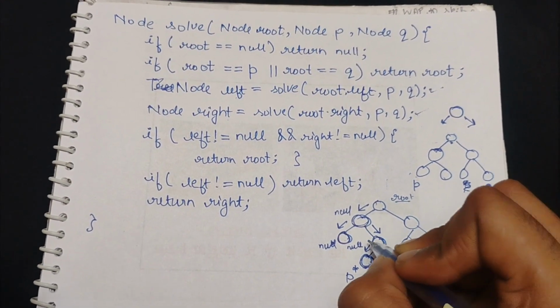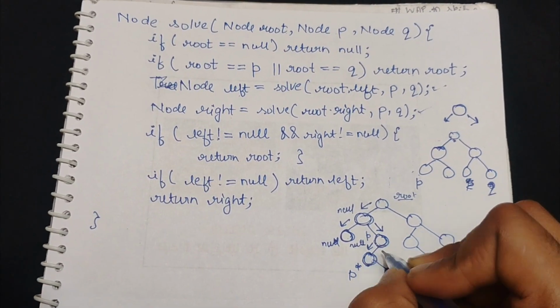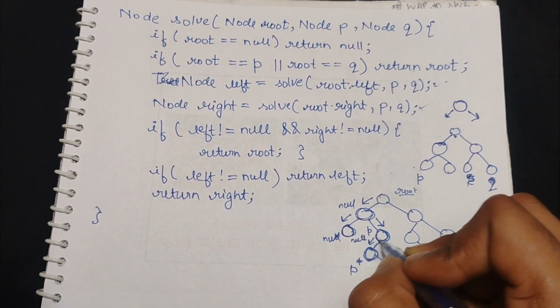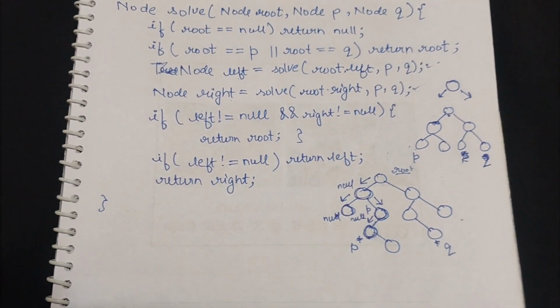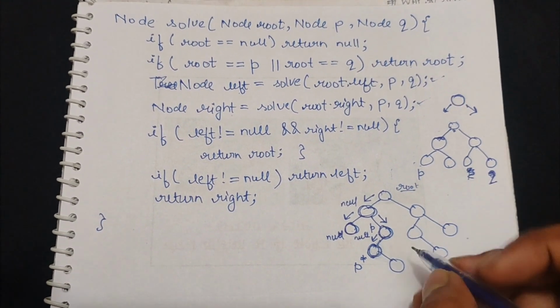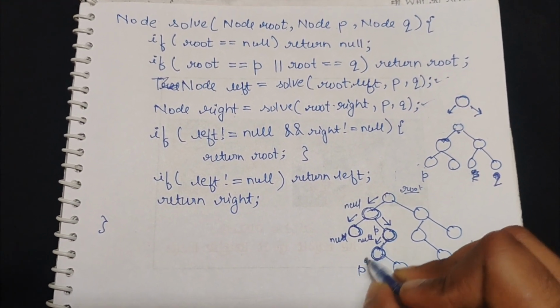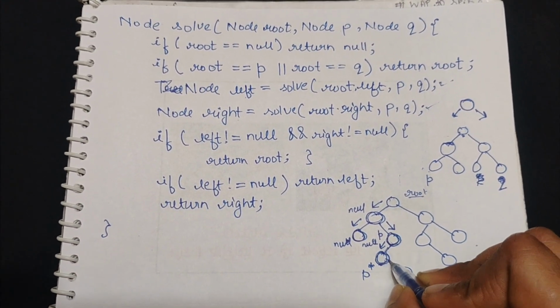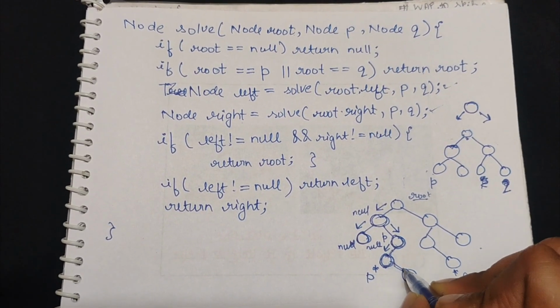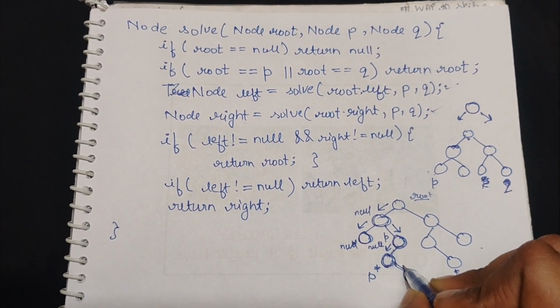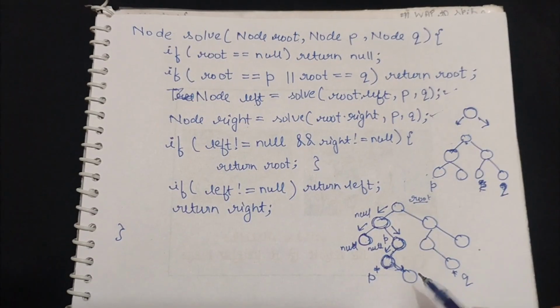So this node has got p from its left. Now this node has completed its left execution. Now this node will call for its right.